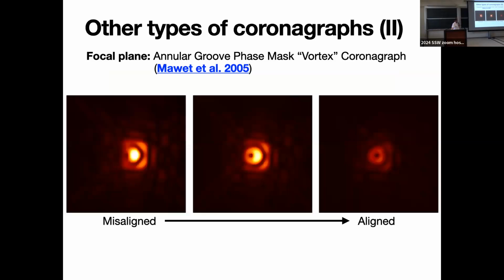For the vortex coronagraph, we can actually measure from the brightness distribution of the light around the vortex to directly infer where the star is within the vortex. So on the left here, it's a misaligned PSF, and as we move to the right, it becomes aligned. And the flux distribution around here gives us information about the location of the star.